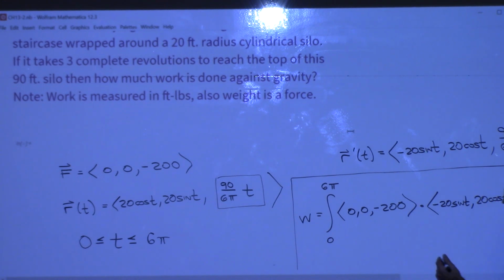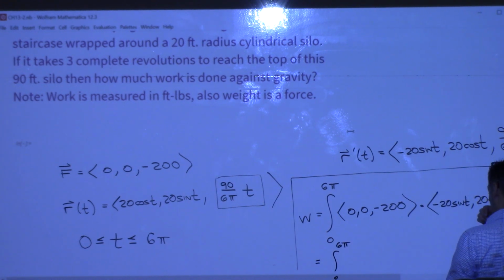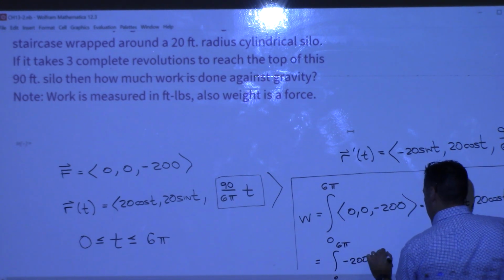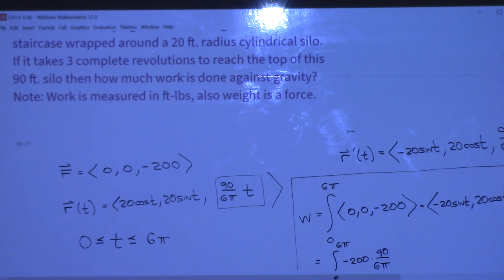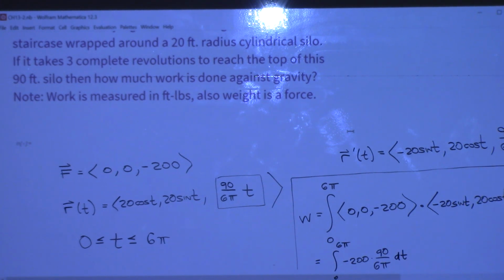So let's dot this. When we dot this, we get the integral from 0 to 6 pi of, gone, negative 200 times 90 over 6 pi, right? And then dt. Now that's all a constant, isn't it? I'm not going to clean it up. I'm just going to leave it like that. The antiderivative of that would be that constant with the t evaluated from 0 to 6 pi.